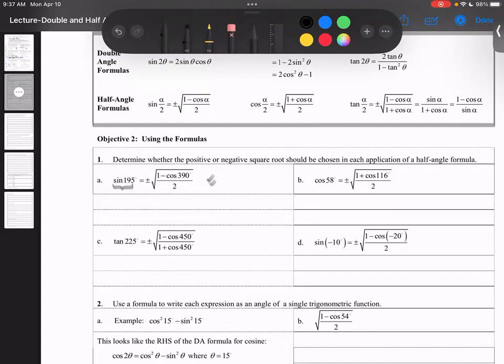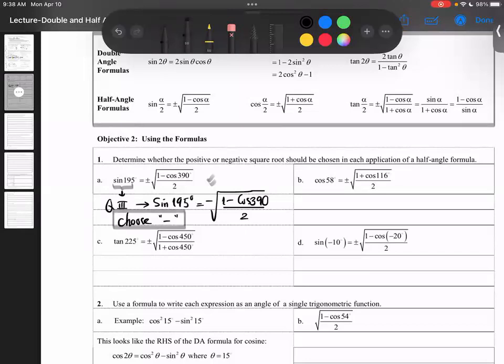So that is quadrant 3. That implies sine of 195 degree is, we're going to choose a positive square root. So 1 minus cosine of 390 divided by 2. Not negative, I'm sorry. Choose negative. You can do the rest of them. I'll walk around soon.